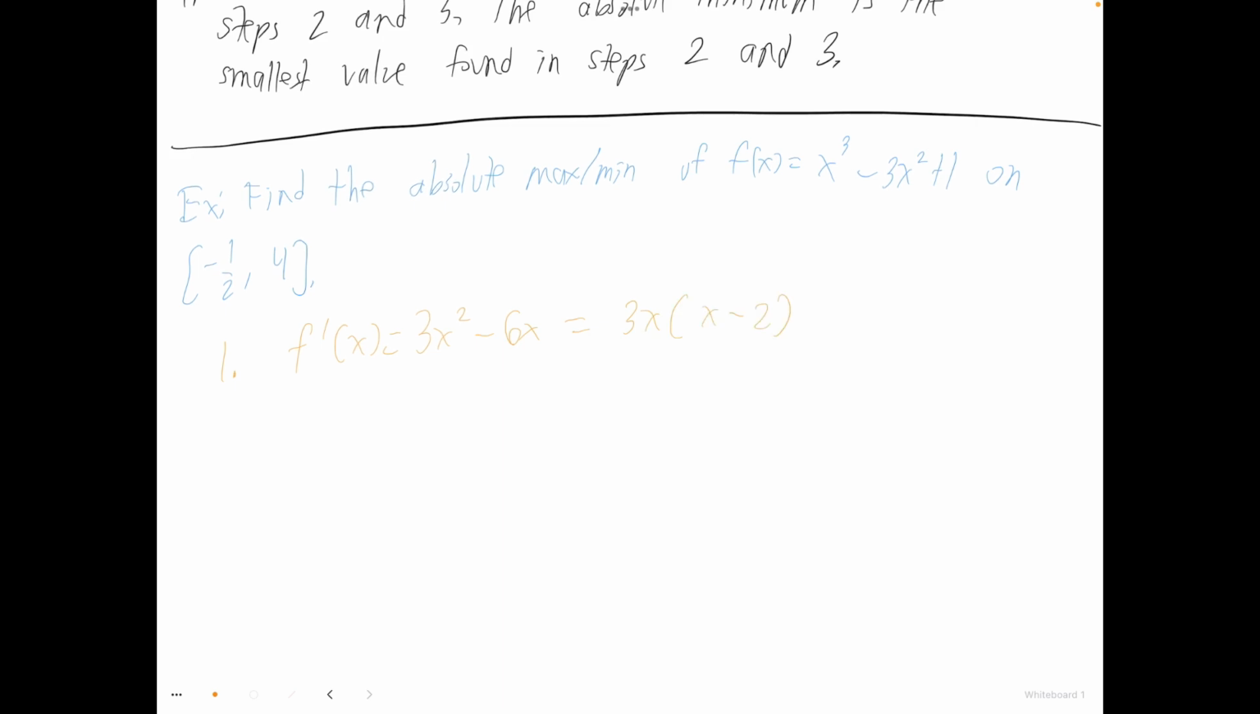And so this will be 0 when x equals 0 or x equals 2. So our critical numbers are x equals 0 and x equals 2. And we know those are the only ones because f prime is a polynomial, so it's defined everywhere. So we only needed to know when it was 0.